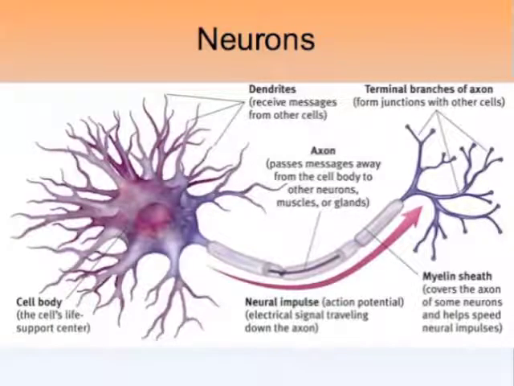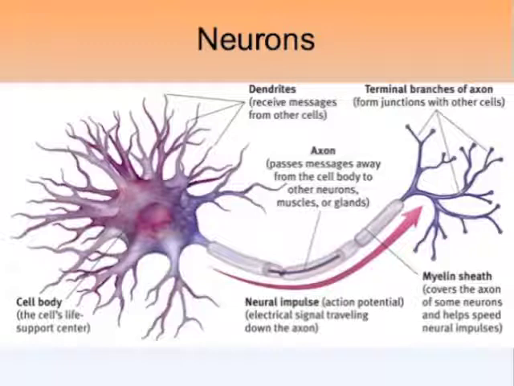So this is a diagram of a neuron. So you see the dendrites on the end, the bushy part, that receive messages from other cells. In the center is the cell body, which is the life support center, the nucleus. Then you have the axon, where the nerve impulses are transmitted across it through a process called action potential, which I'll discuss in a moment. And the axon passes those messages away from the cell body to other neurons, muscles, or glands.